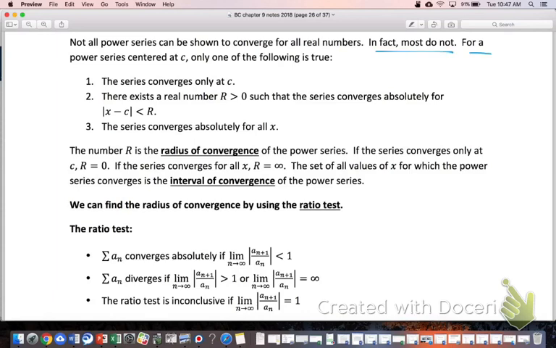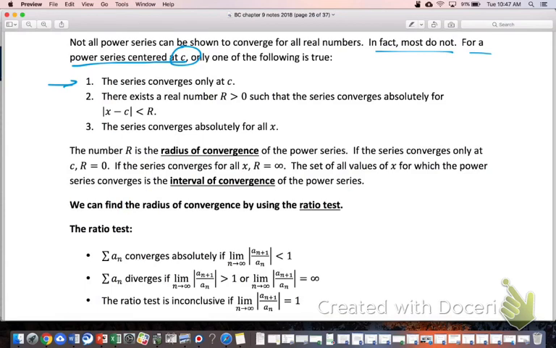So if you do have a power series centered at c, then one of the following is true. It's possible that the series will only converge at c. And when I say converge, I'm talking about converging to a value that is equivalent to whatever function it's trying to mimic.